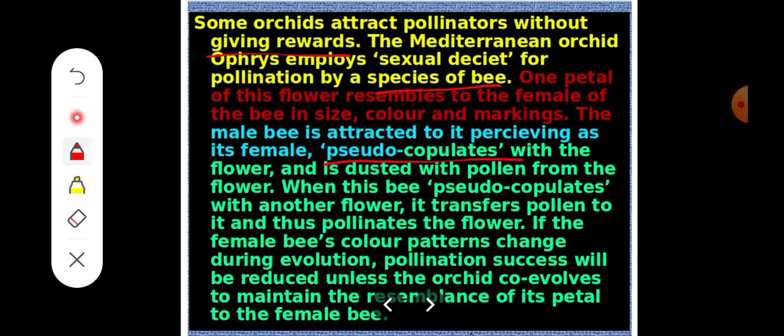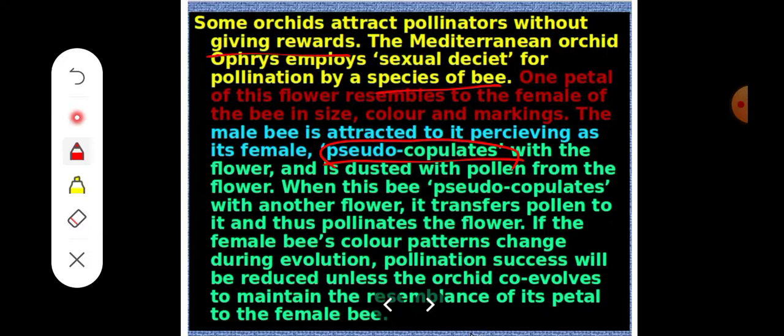And these are pseudo-copulations. So they try to pseudo-copulate with the flower. And at that time what will happen? The bee is dusted with pollen from the flower, and when the same bee pseudo-copulates with another flower, it transfers the pollen to it and thus it pollinates the flower.